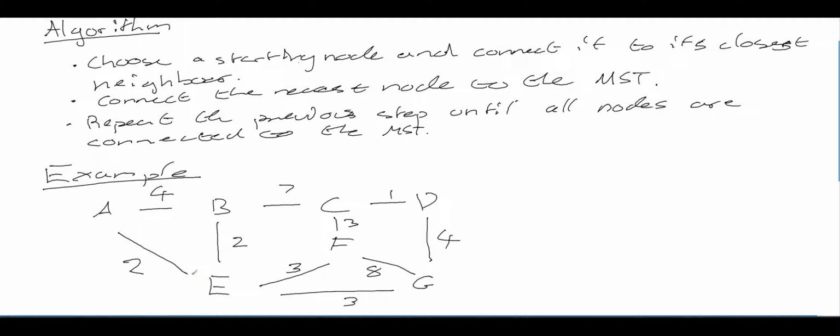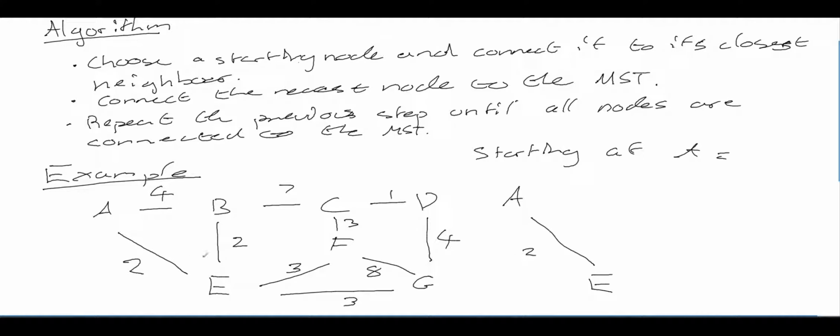Okay, so here's a further example of a weighted graph that I'm going to show you how to do Prim's algorithm on. So I'm going to start off at the vertex A, and the first step in our algorithm is I've got to choose a starting node and connect it to its closest neighbour. So I'm starting at A, and the closest neighbour to A is E. So this is the start of our minimum spanning tree.